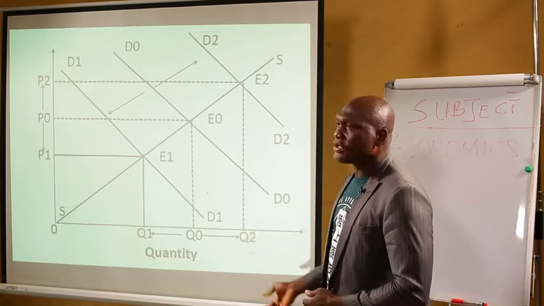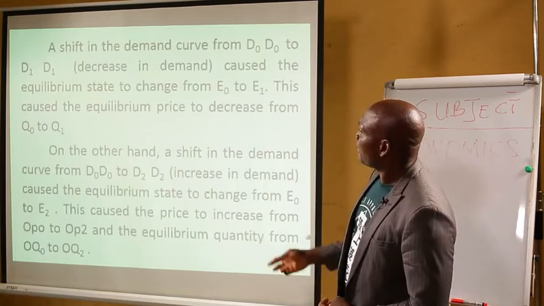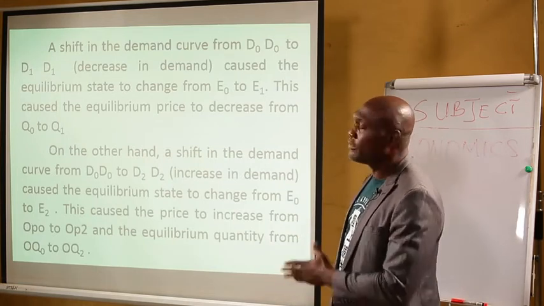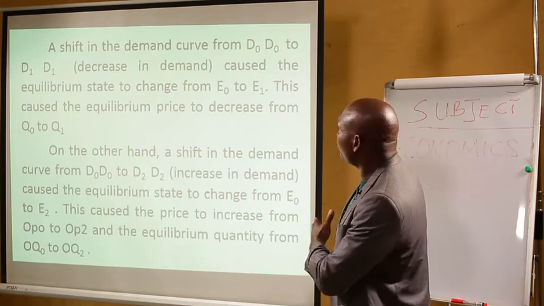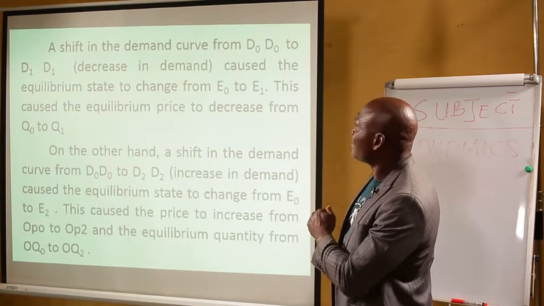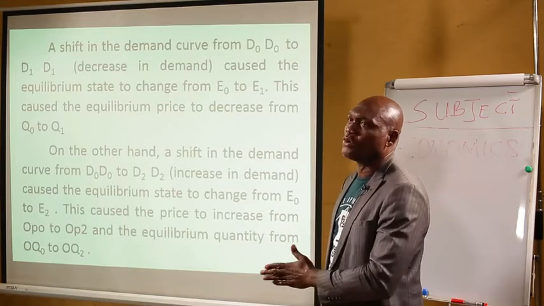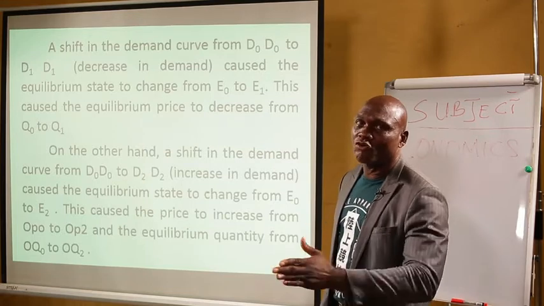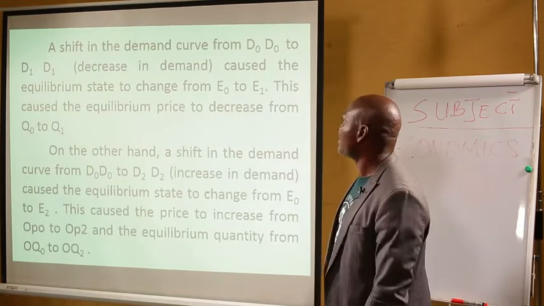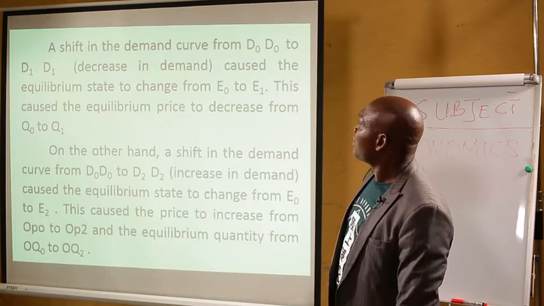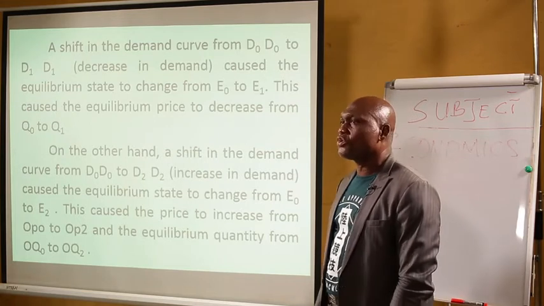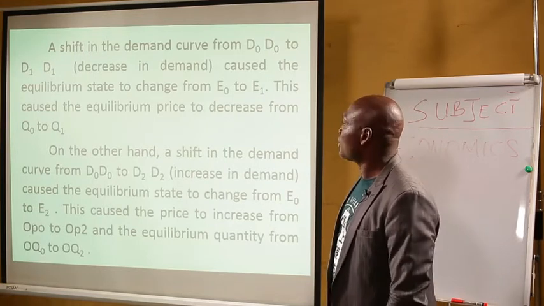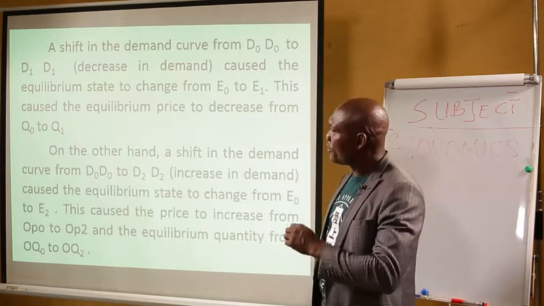So let us explain the diagram so far. We say that a shift in the demand curve from D0 to D1, that is decrease in demand, because the arrow is going to your left. A shift of the demand curve to the left signifies decrease in demand. It causes the equilibrium state to change from E0 to E1. This causes the equilibrium price to decrease from Q0 to Q1.